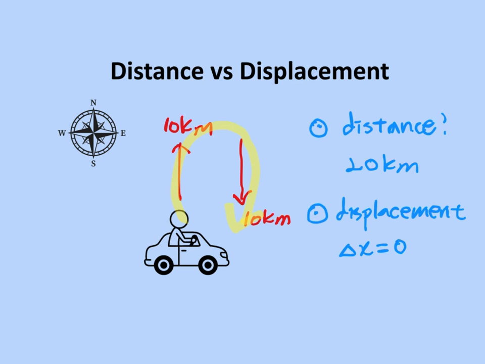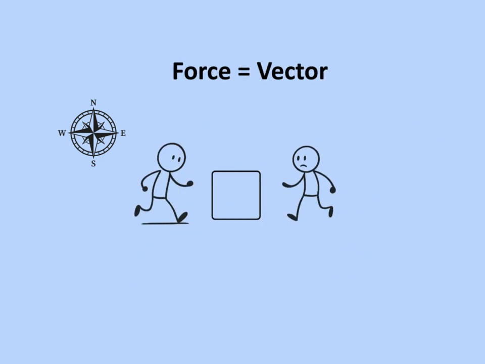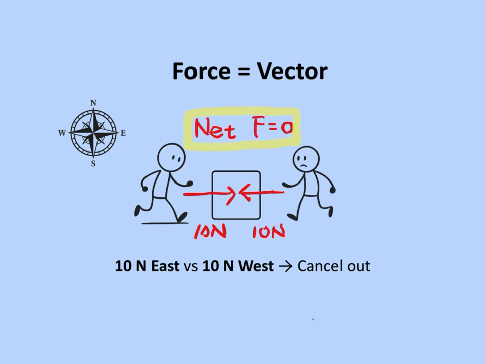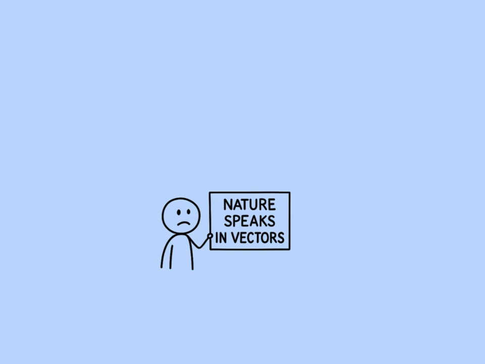This is why physicists love vectors. They capture not just how much, but also where. Forces are vectors. If you push a box with 10 newtons east, and I push with 10 newtons west, the box doesn't move. The magnitudes are the same, but the directions cancel out. If we only used scalars, we would say 20 newtons of force is applied. But that would be misleading. Nature doesn't work that way.